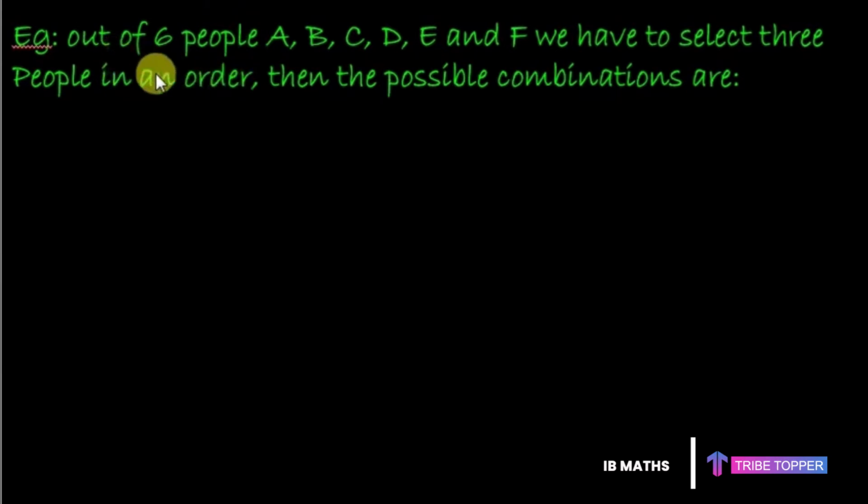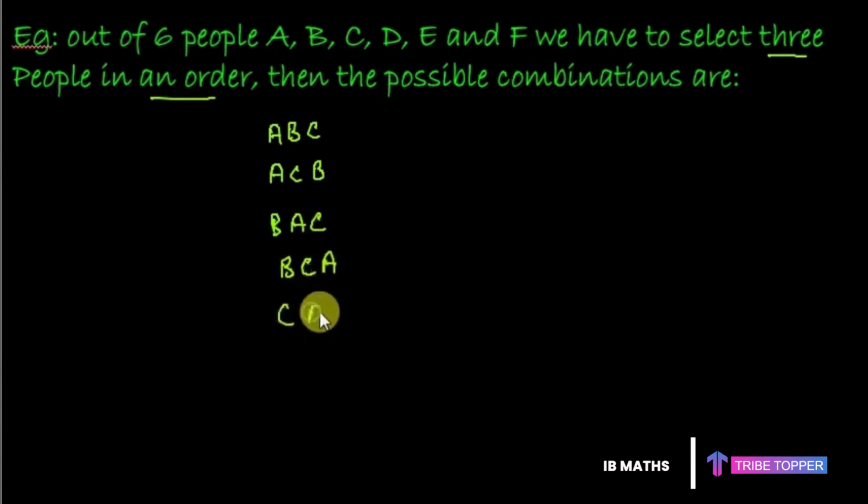So I have a question here. If out of 6 people, A, B, C, D, E and F, we have to select 3 people in an order, then the possible arrangements are, suppose you select A, B, C, then there are 6 possible arrangements for these 3 people. So it's A, B, C or A, C, B. You can write them as B, A, C or B, C, A, and you can write them as C, A, B or C, B, A. So the order matters, and therefore 6 arrangements for these.